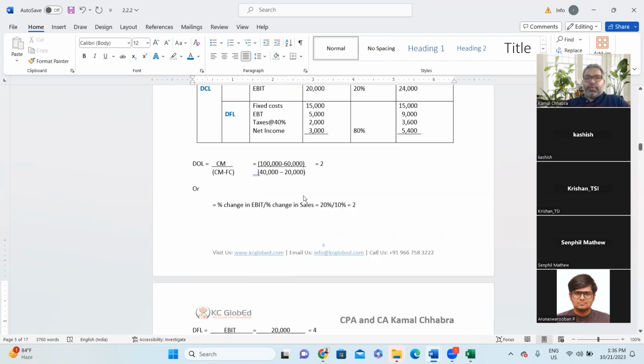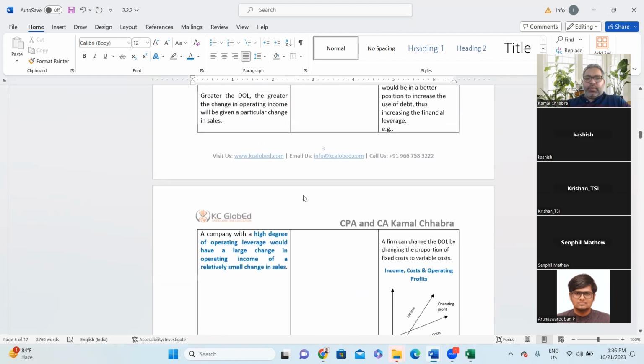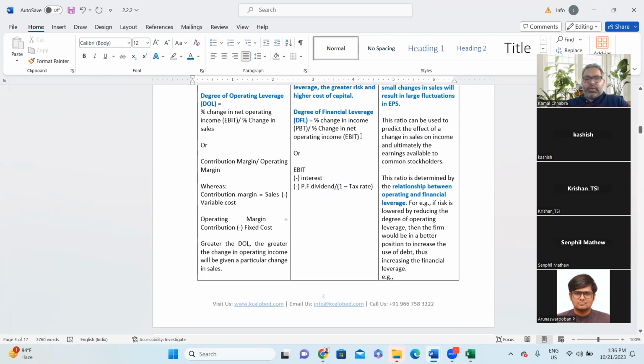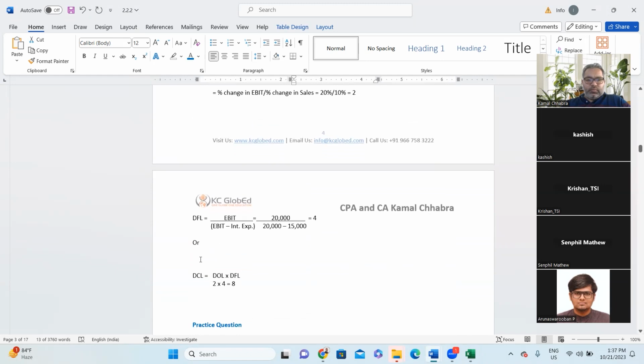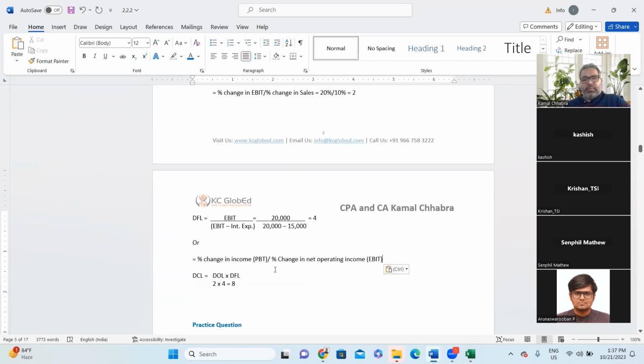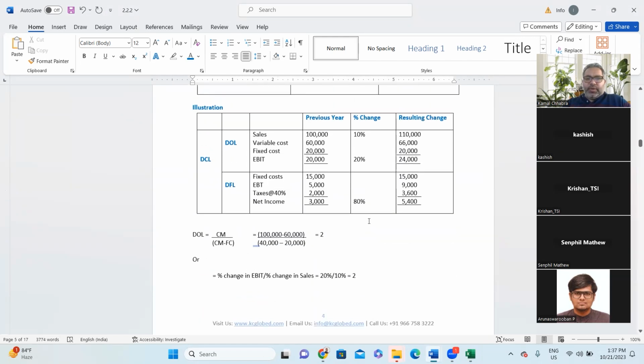I will come to the combined leverage, but I'm just adding this formula as well here. Percentage change in income divided by percentage change in EBIT. So what is the percentage change in income we have seen here?